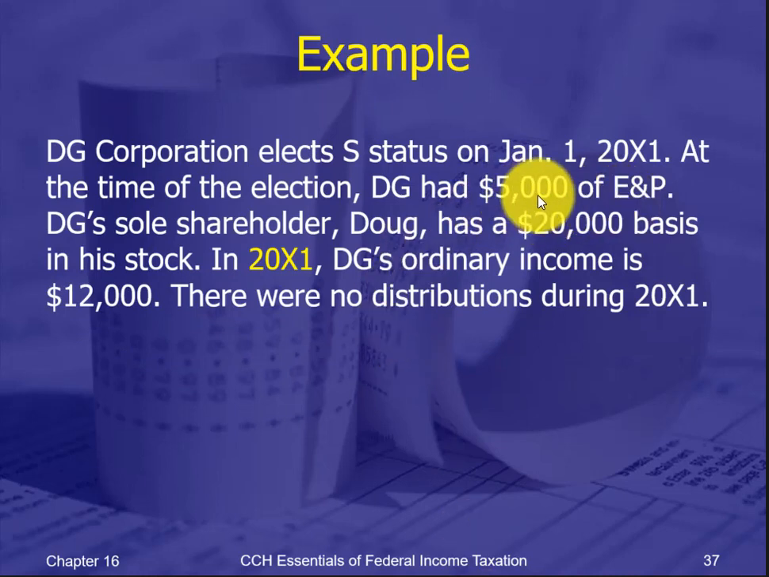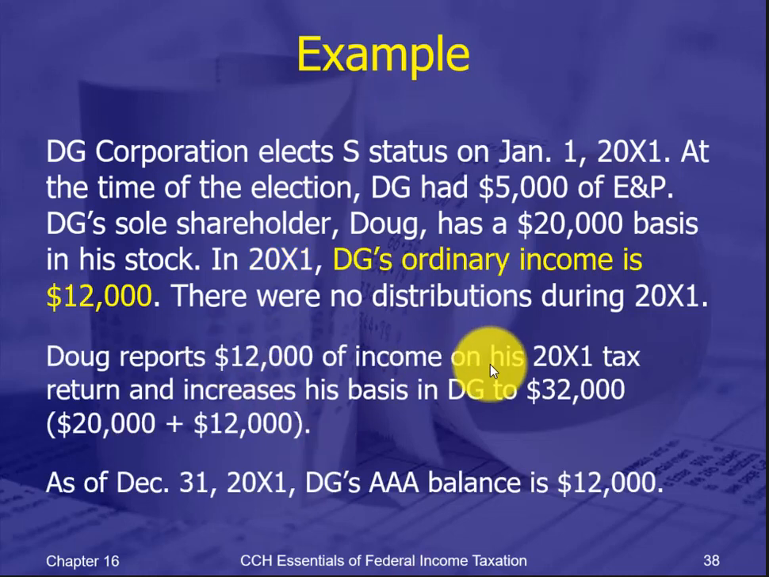So we elect an S corporation. They had $5,000 of E&P, has 20,000 basis in stock. Ordinary income is 12,000, no distributions. Okay, reports 12,000 on his tax return. That passes through on his K1, increases his basis to 32,000. All right, the AAA balance is 12,000.